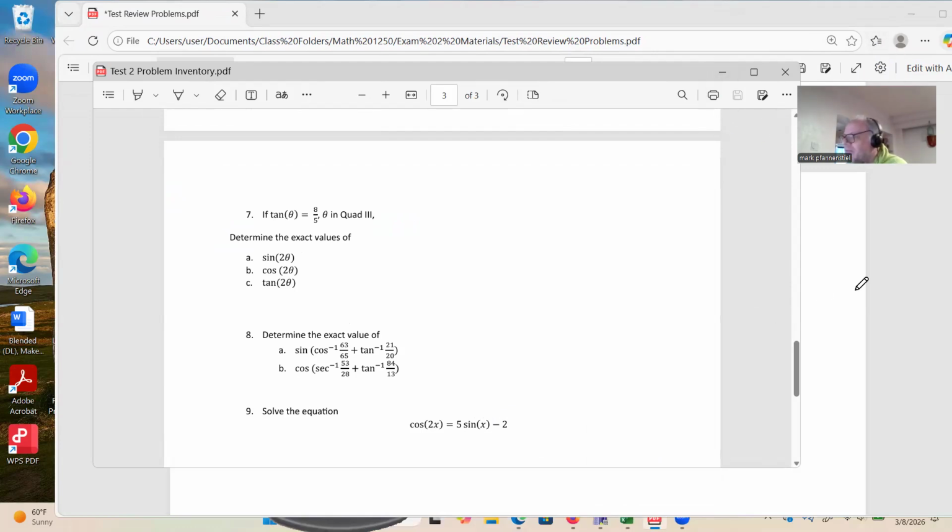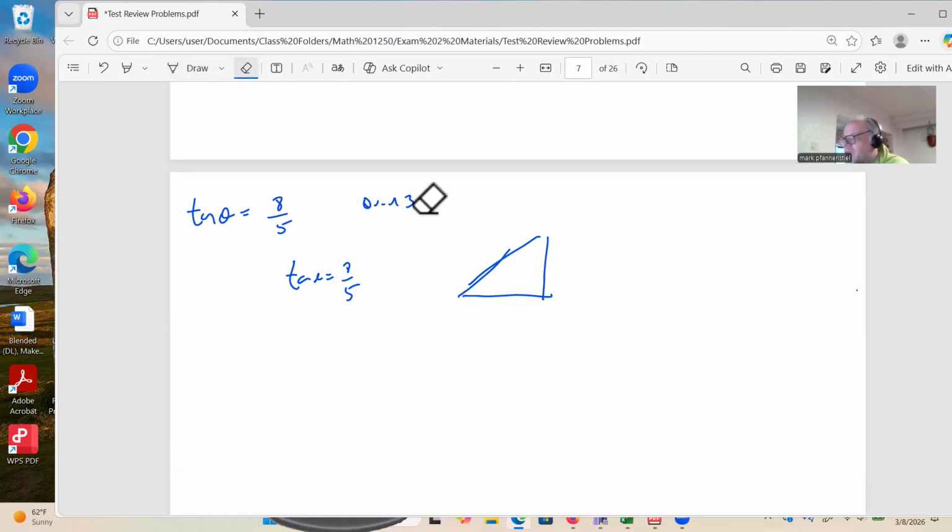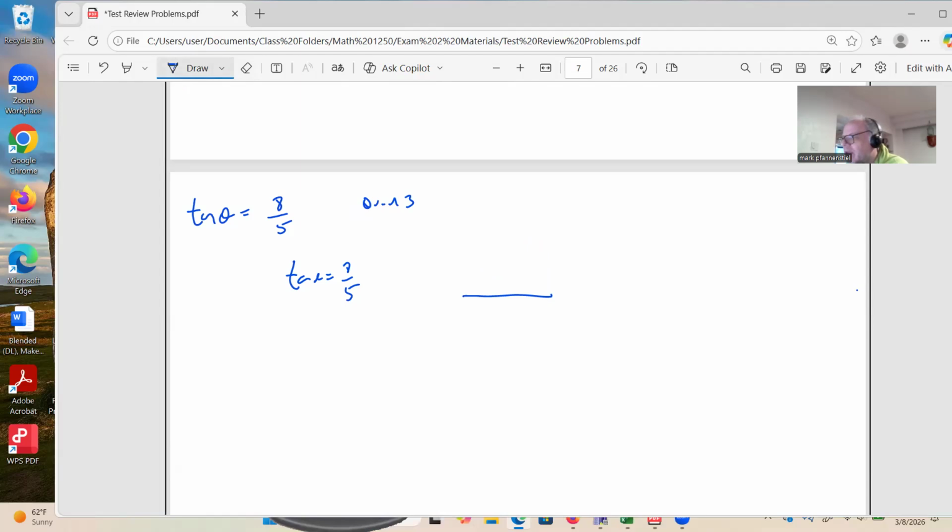For this problem, the first thing I'm going to say to you is draw a triangle, because we know that the tangent of theta is equal to 8/5. Let me go ahead and draw a nice triangle here. That's a terrible triangle, but we'll fix that. Tangent is opposite over adjacent. Here's my theta. It's technically in quadrant 3, so we can do it in quadrant 3 over here. This would technically be -8 and -5 for 8/5.